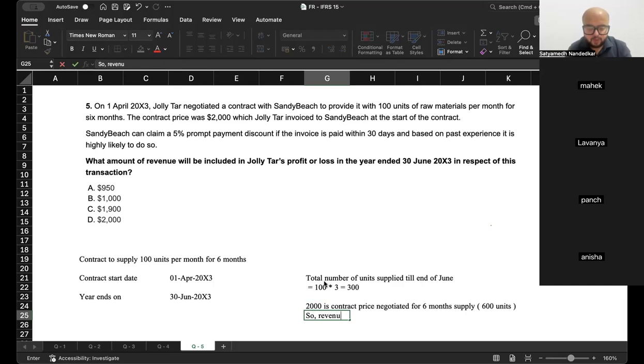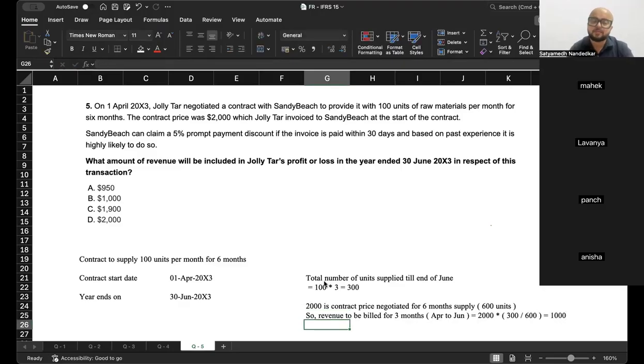So revenue to be billed for 3 months, April to June, is 300. So half हो जाएगा, right? So 2000 into 300 by 600. Don't you think that will be 1000? And he can claim a 5% prompt payment discount if invoice is paid, and based on past experience, he is highly likely to do so.